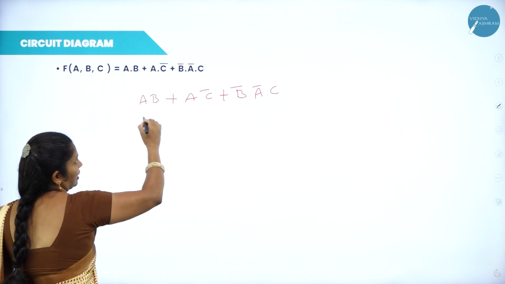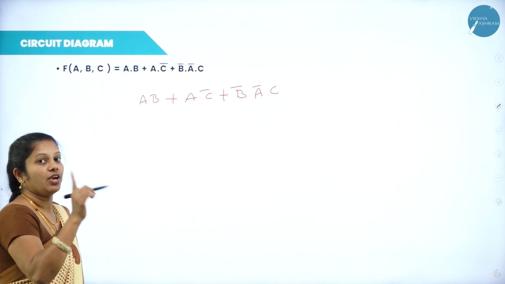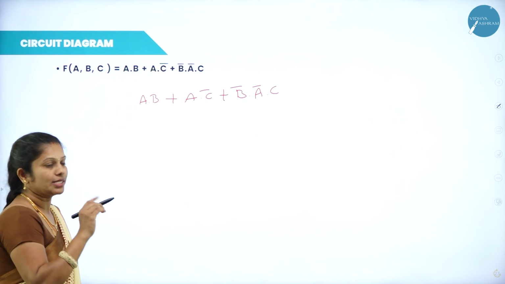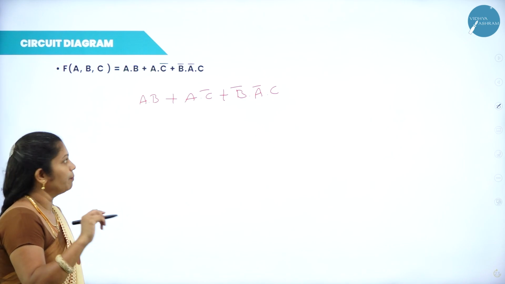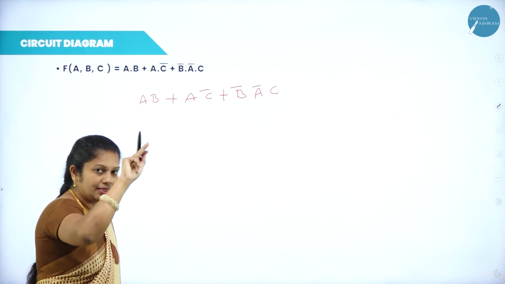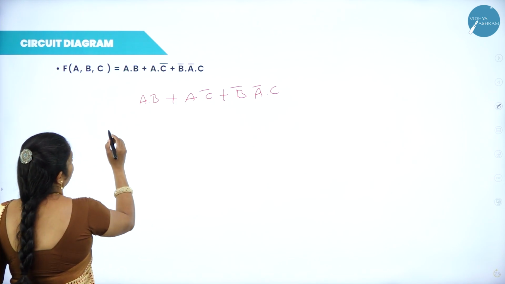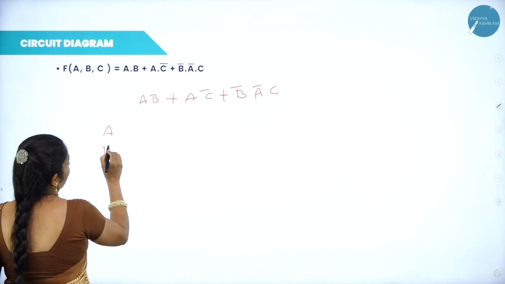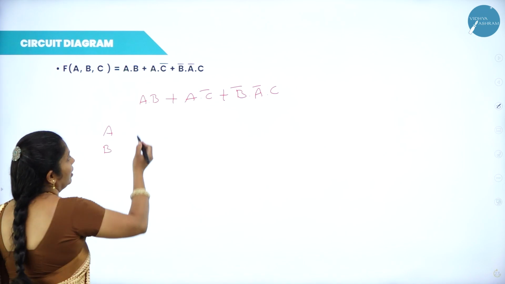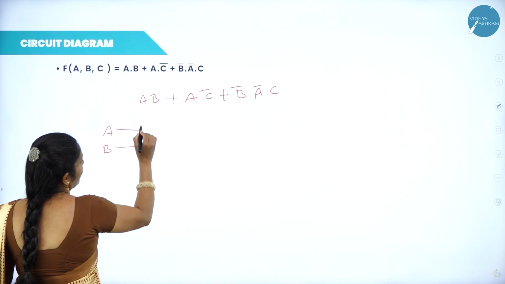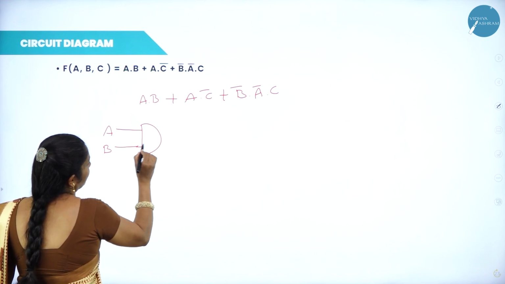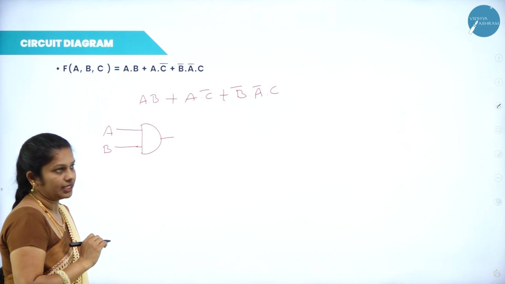First, I will take the first part, A and B. If you have dot operator, which symbol are we using? D shape. If you have plus operator, then that is OR operation, that is reverse C shape, you have to write. Now, first here I will take A and here I am going to take B. A and B. Here dot operator, that's why here I will write D shape. This is the first part output.